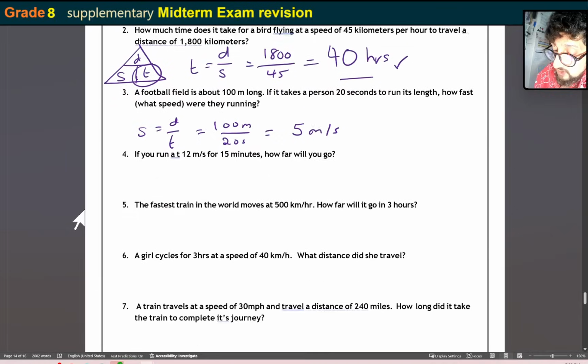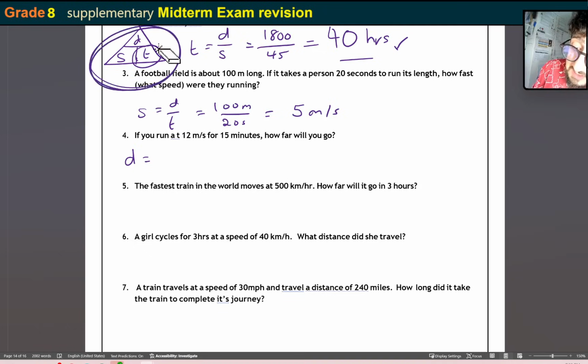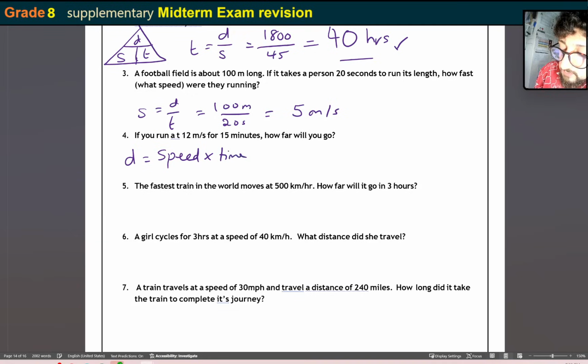If you run at 12 meters per second for 15 minutes, how far will you go? So we're looking for distance this time. So distance is equal to, look at the triangle, distance is equal to speed times time. Okay? The only thing is I have to be careful here because this is in meters per second and this is in minutes. So they have to be the same. So I'm going to have to change one of them. I'm going to change the minutes into seconds.